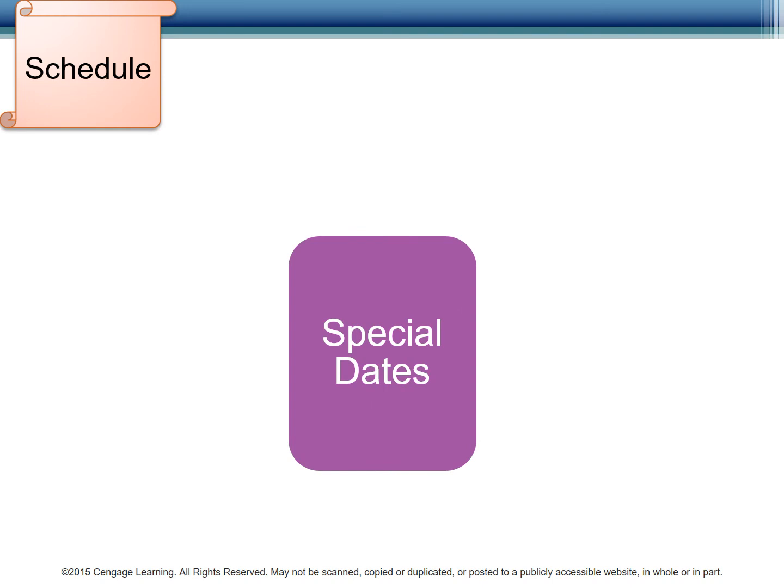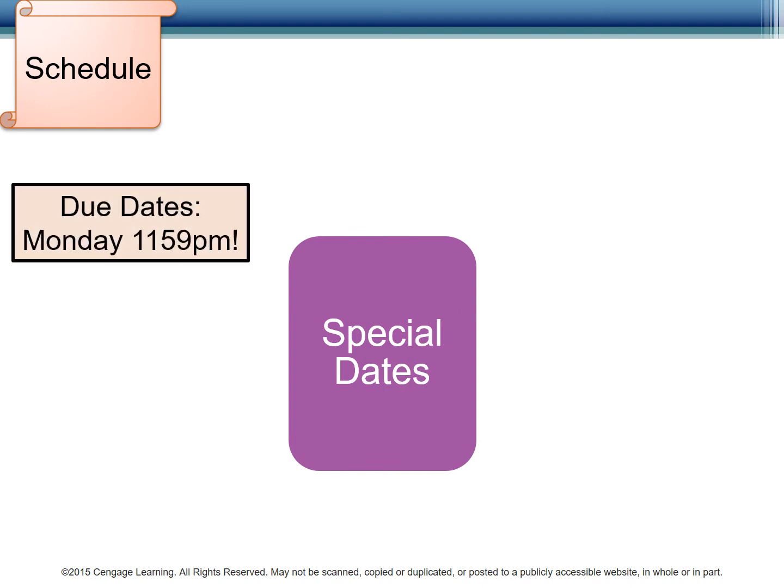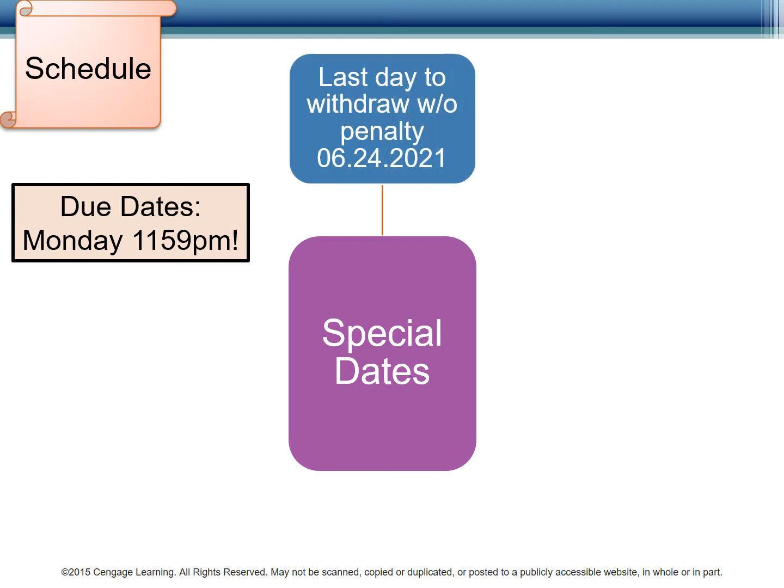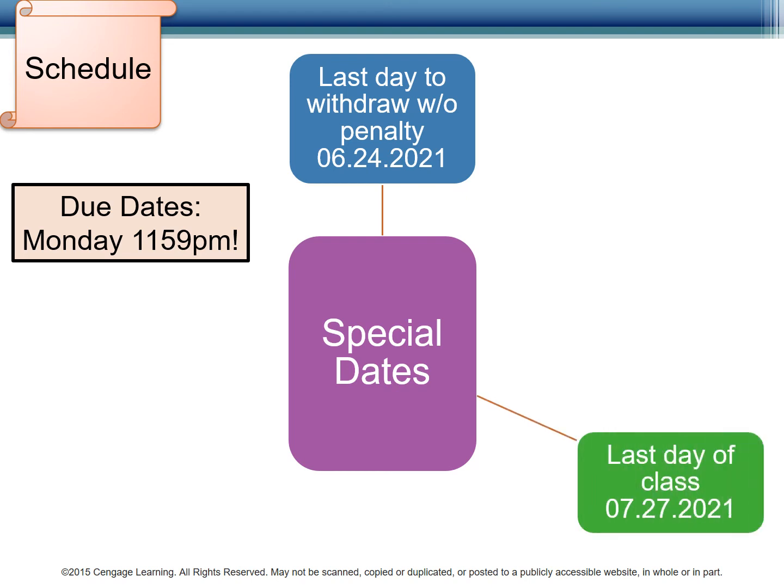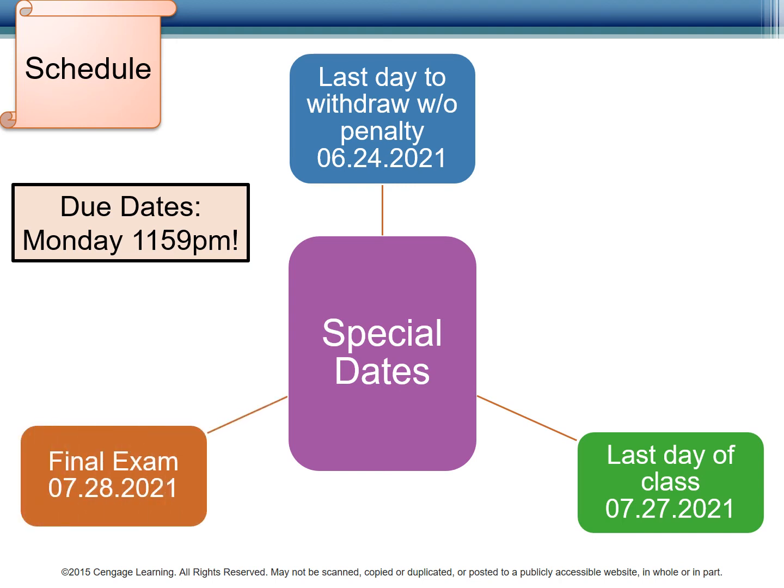There are a few special dates that you need to be aware of. The last day to withdraw without academic penalty is 6/24/2021. The last day of class is 7/27/2021, with Exam 2, the final exam, due the next day, 7/28/2021. If you need special assistance or accommodations, please let me know.